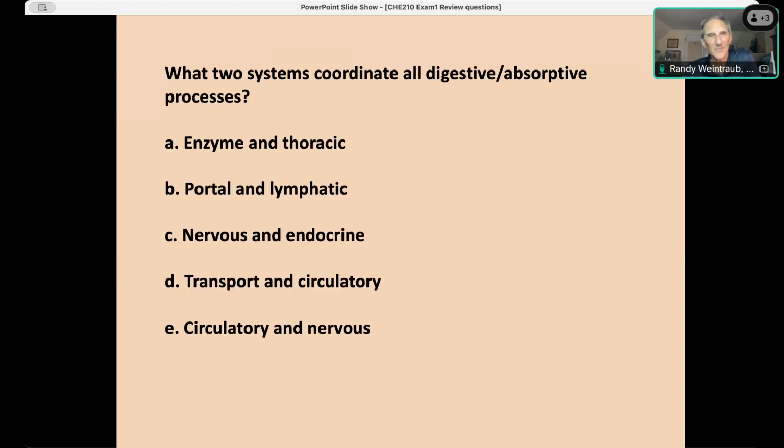All right, the two important systems that coordinate all digestive and absorption processes. You should be able to pick this one out. It's the nervous and endocrine system. They're coordinating all these things. Endocrine, those are the hormones, at least those three really important ones we talk about for GI health, and the feedback signals with the nervous system.